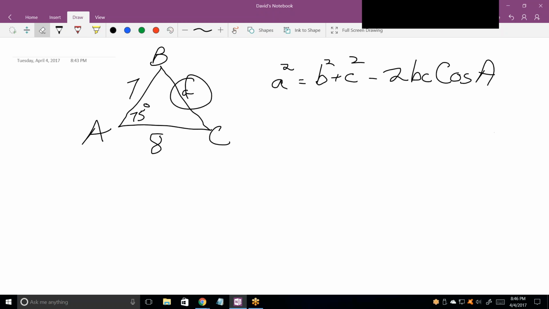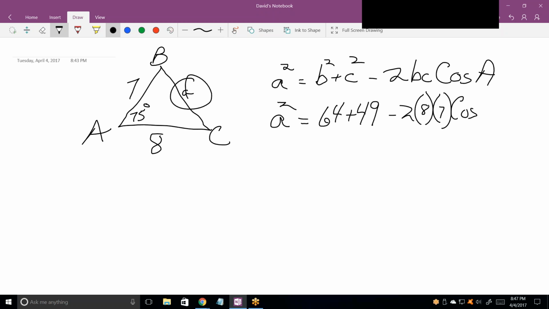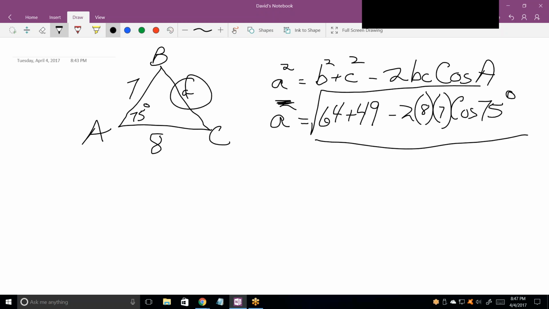Now, plug in everything. A squared, that's what we're solving for. What's B squared? 64. What's C squared? 49. Minus 2 times 8 times 7 times cosine of 75 degrees. Notice that everything on the right side is a number. So A equals the square root of all of that. So let's come up with A.